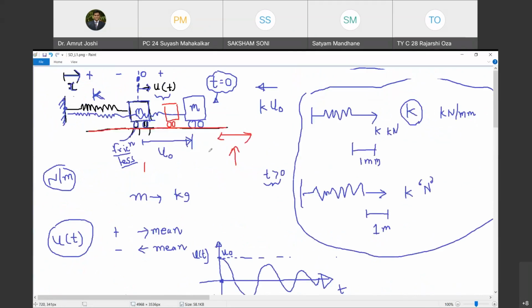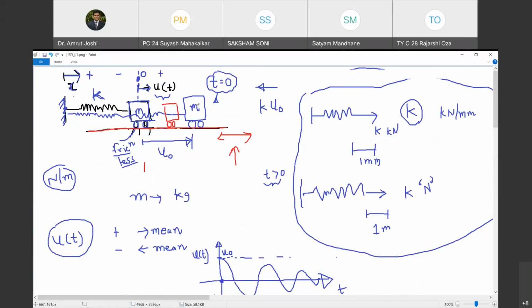Tell me. It starts from rest because I am going to keep the block at U0 and then I'm going to release it from there. So at start, what is the velocity? 0. U dot of 0 is 0 because in this particular case, the block starts from rest. Do you agree with me?